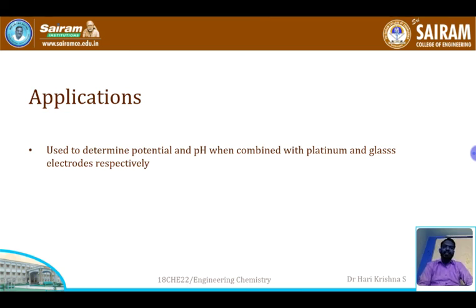In olden days when the pH meter did not exist, we used to combine the Calomel electrode with the glass electrode and determine the potential. Then we used to determine the pH. So these are the applications of the Calomel electrode.